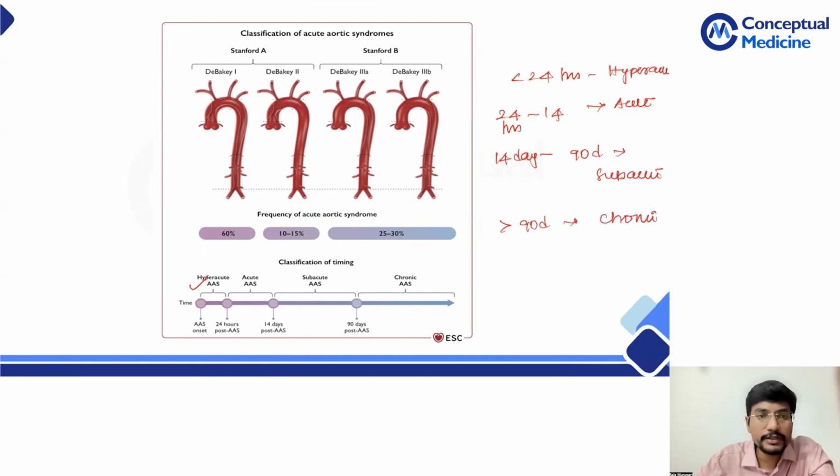And the frequency of aortic syndrome: predominantly type 1, or ascending aorta involvement, is seen in 60%. 10 to 15% can have extensive involvement. 10 to 15% can have type 2, which involves ascending and arch. Type 3 accounts for 25 to 30%. Clear, guys?